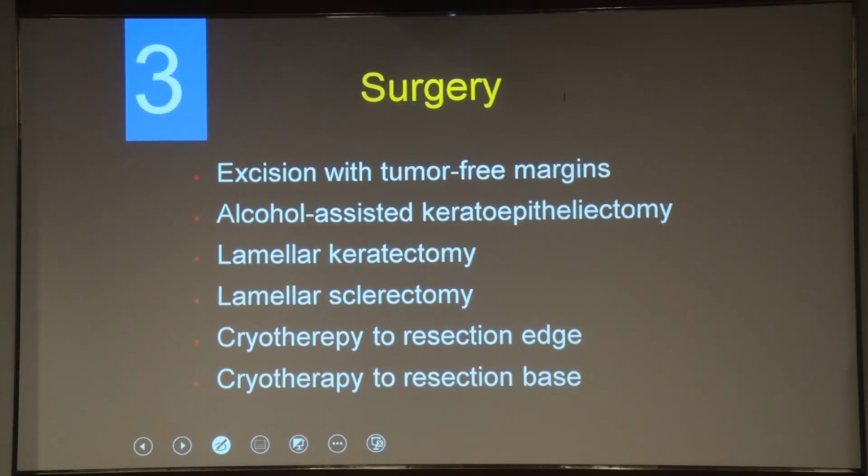Let's go to surgery. Surgery, the most important concept is excision with tumor-free margins and tumor-free base. Margins clinically determined plus histopathologically confirmed, base determined by imaging and histopathologically confirmed. For the corneal epithelial component, use alcohol-assisted keratoepitheliectomy. Cryotherapy to the resection edge is mandatory.